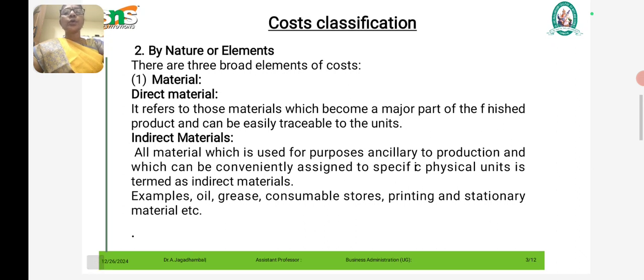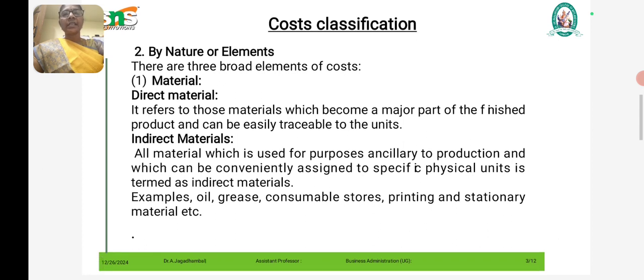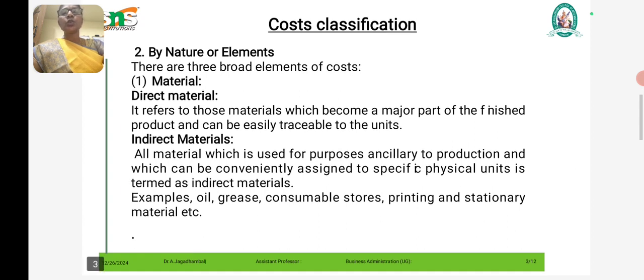There are three broad elements of cost. One is material. What is meant by material? Material is nothing but raw material. Material is classified into two: direct material and indirect material. What is direct material? It is a major part of the finished product and is easily traceable to the units. That is called direct material.